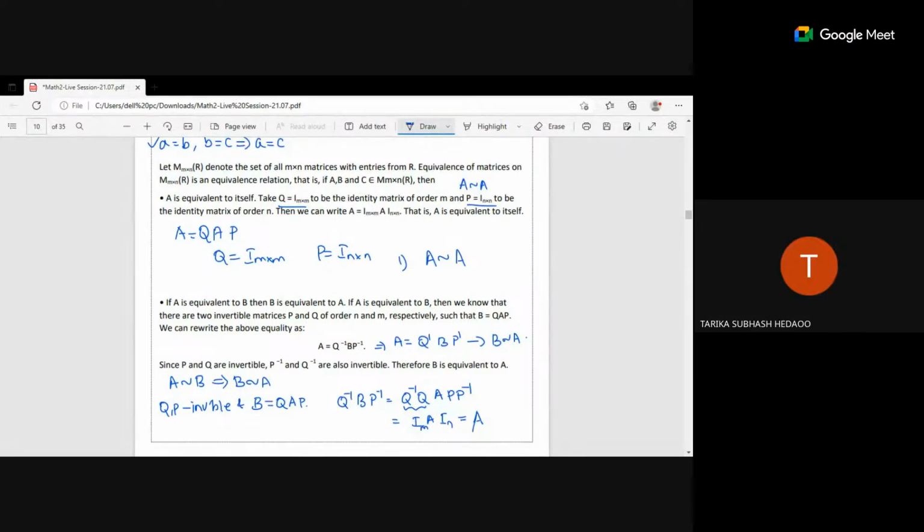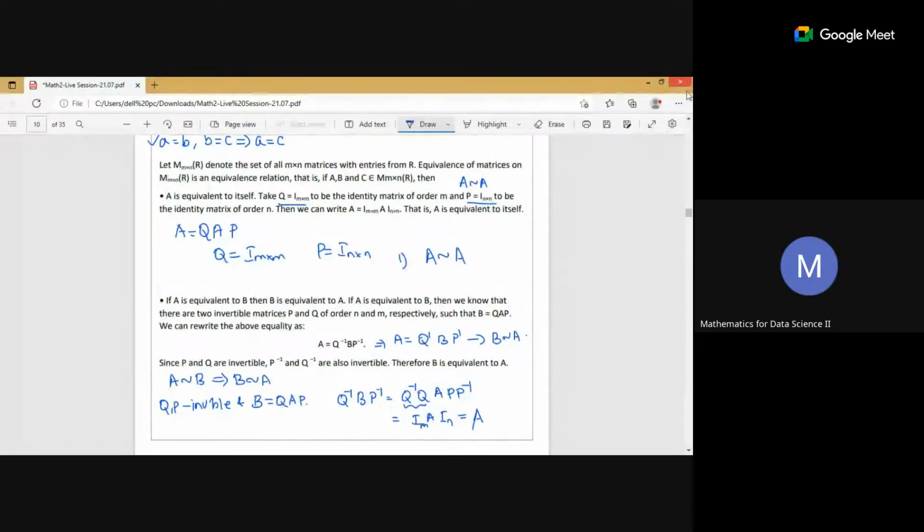Ma'am, this thing which you write, QP is invertible and B is equal to QAP. Is this your assumption? Like we are taking this assumption that QP is invertible and B is equal to QAP, and after that we are doing all this. Yes. So we are assuming that A is equivalent to B. And this also, QP is invertible and B is equal to QAP, right?